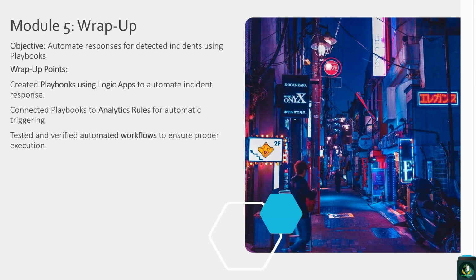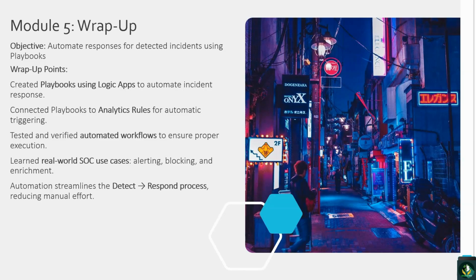This automation ensures that critical alerts are not missed, repetitive tasks are reduced, and analysts can focus on more advanced threat hunting and investigation. We also discussed real-world SOC use cases like automatically sending notifications by email. These automations make the response process faster, more consistent, and scalable. Remember, with great automation comes great responsibility. Always test your playbooks in a controlled environment, use proper access controls, and monitor execution logs to ensure reliability.